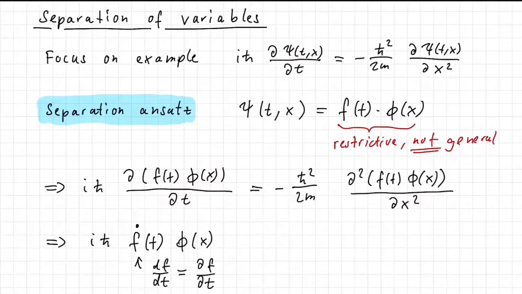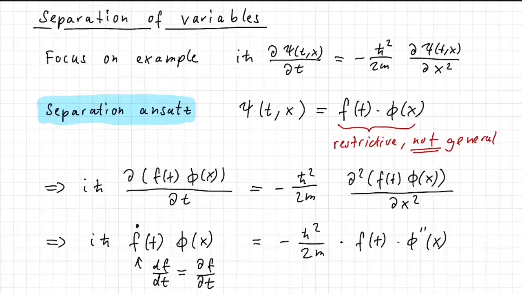Okay, this was the left-hand side. Of course, we can do the same for the right-hand side. There, f of t is a constant with respect to d dx, so we can take it out again. And we arrive at minus h bar squared divided by 2m times f of t times phi double prime of x, where with the double prime I denote the second derivative with respect to x, as we did for the nth order linear differential equations.